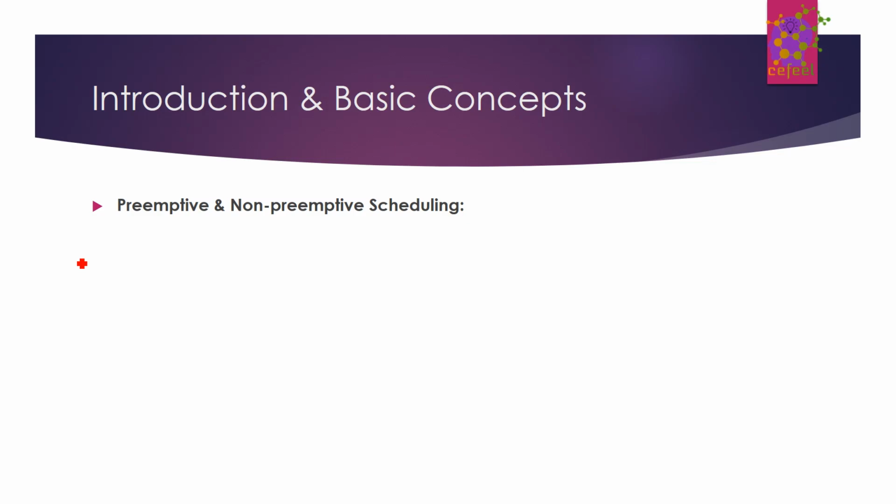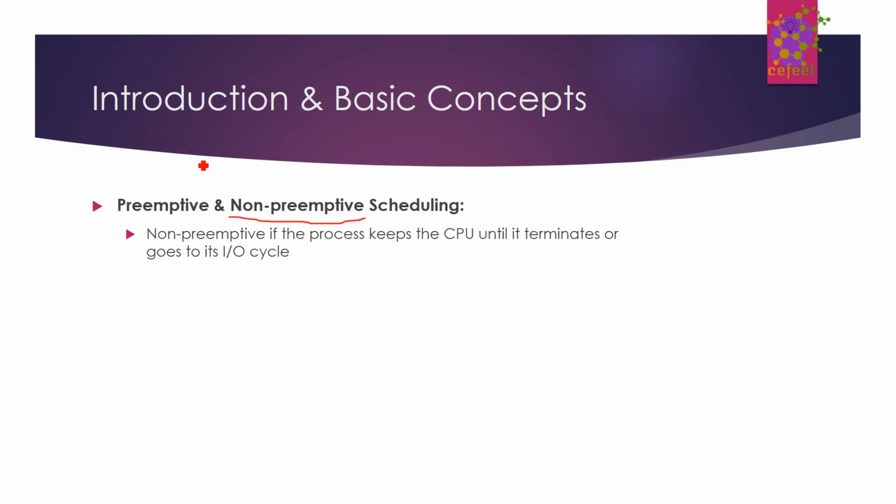Next, we have to know what preemptive and non-preemptive scheduling are. There are times when a process is using the CPU for a long time, and once the process completes, it will release the CPU. When the release of the CPU is done voluntarily, or the CPU is completely given to the process, we say that CPU scheduling is non-preemptive. Non-preemptive means that once the process is given the CPU, it keeps it until it terminates or until it goes to the I/O cycle and then releases the CPU. Nobody else has the authority to take away the CPU from the process. This is called non-preemptive scheduling. It's only the process that can voluntarily release the CPU.